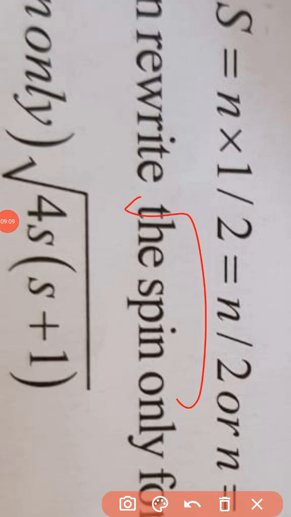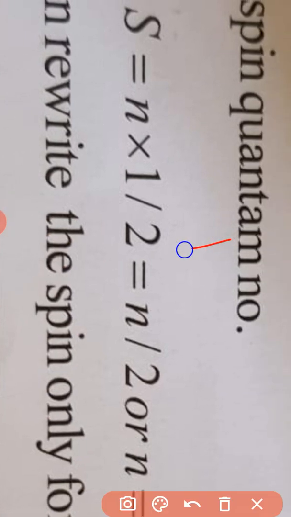See, n is 2S, right? So 2S into 2S plus 2, times Bm. Okay, get rid of the Bohr magneton. N is equal to 2S. Substitute in the spin only formula: mu is equal to root of n into n plus 2 times Bm. So if you put 2S in the formula, 2S into 2S plus 2 Bm.